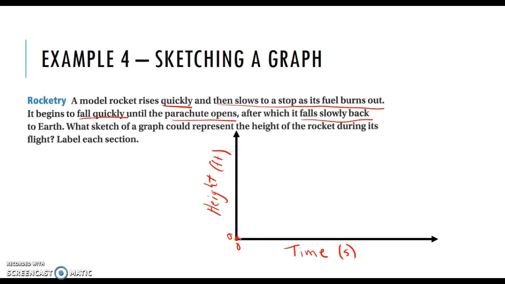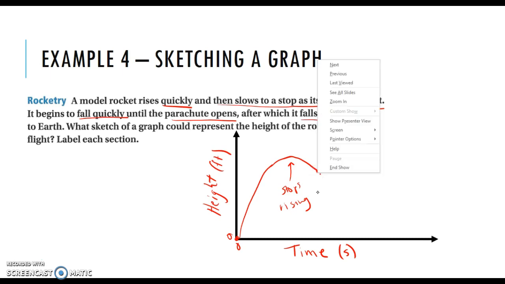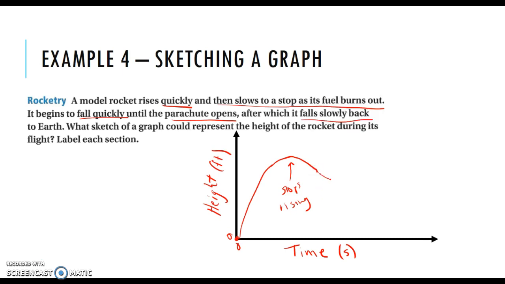This model rocket is starting at a height of 0. And keep in mind, it rises quickly until it runs out of gas or fuel. So at about here, it stops rising. And then it's going to fall pretty quickly. But then the parachute deploys, and so our descent becomes slower. I made it a really big graph, but not a long enough axis, until we reach the ground. And so this is falling slowly.